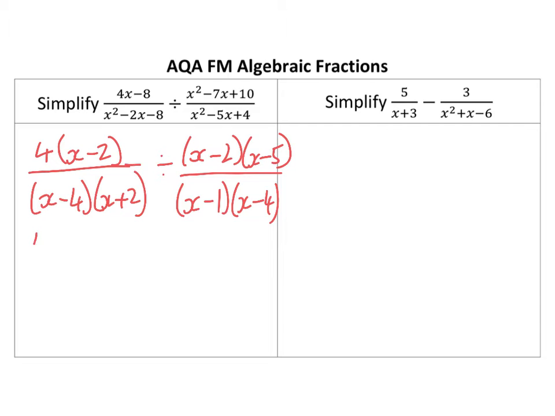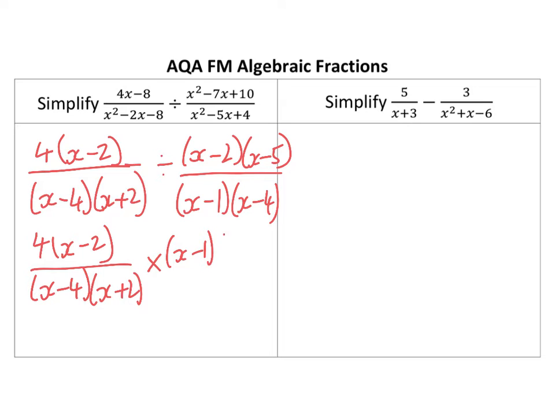So here we go. Now, x minus 2. I haven't done anything particularly yet. I'm just doing this. There we go. Multiplied by (x - 1)(x - 4) over (x - 2)(x - 5).